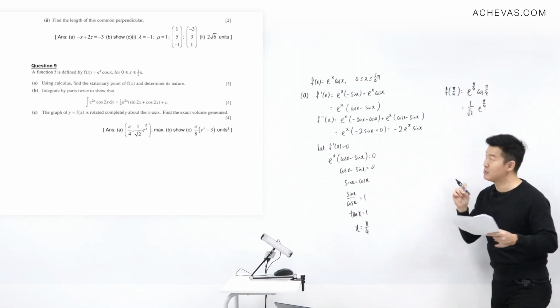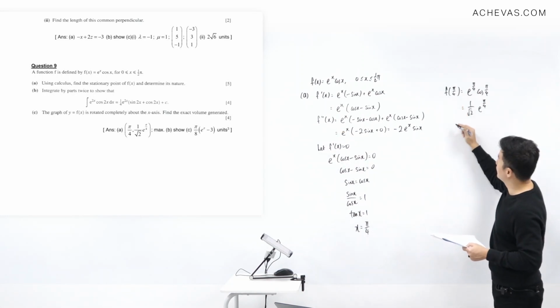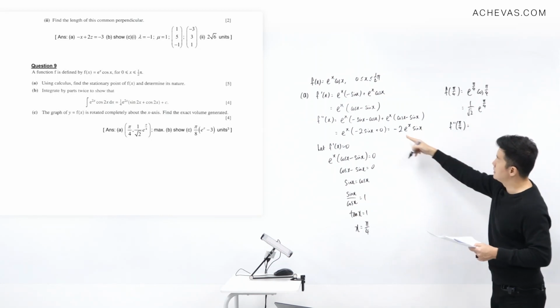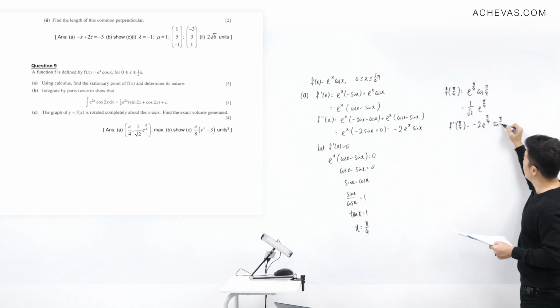Its nature can be found by working on the value of f prime prime pi over 4. Let's try. f prime prime pi over 4. This is going to be equal to minus 2 e to the power of pi over 4, then sine of pi over 4.